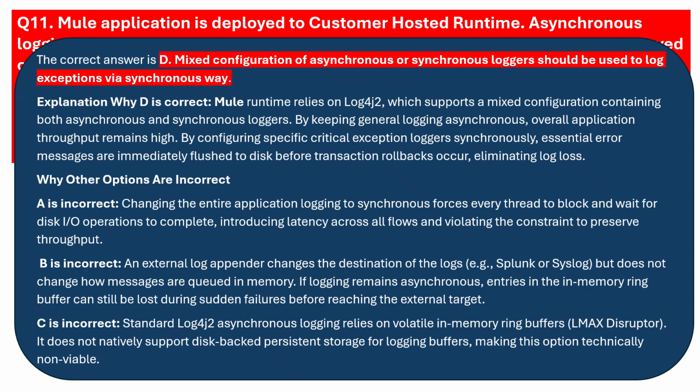Standard log4j2 asynchronous logging relies on volatile in-memory ring buffers, LMAX Disruptor. It does not natively support disk-backed persistent storage for logging buffers, making this option technically non-viable.